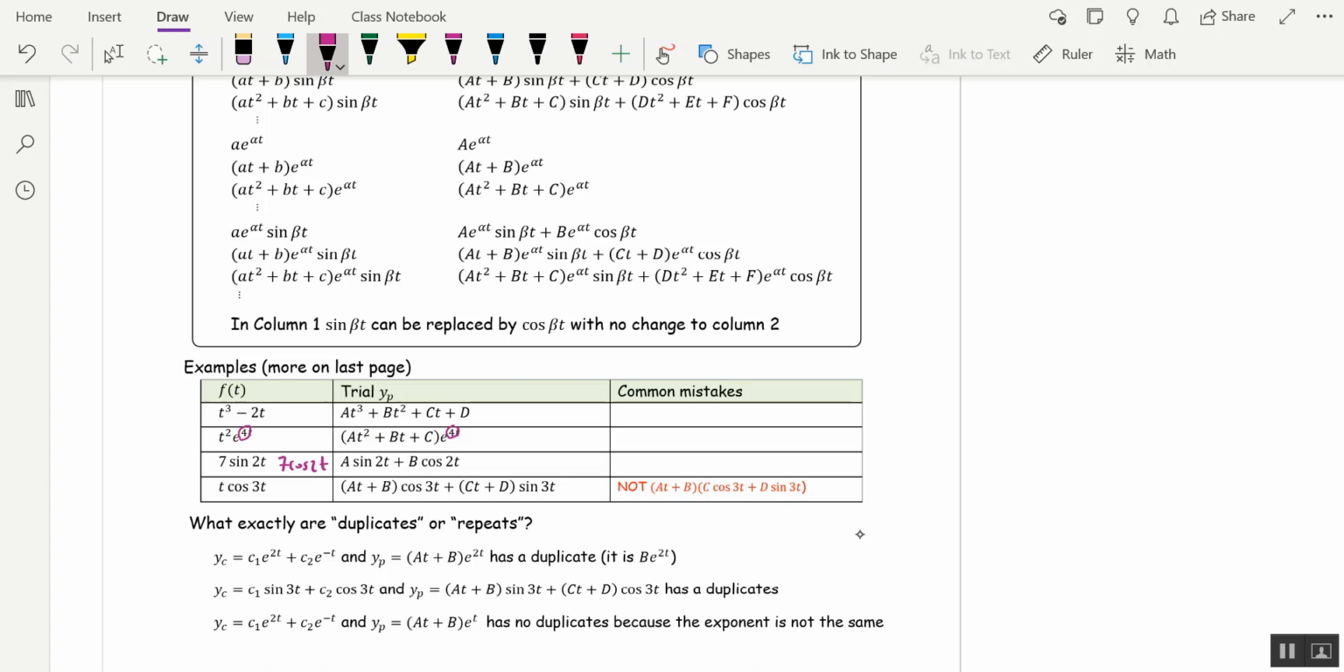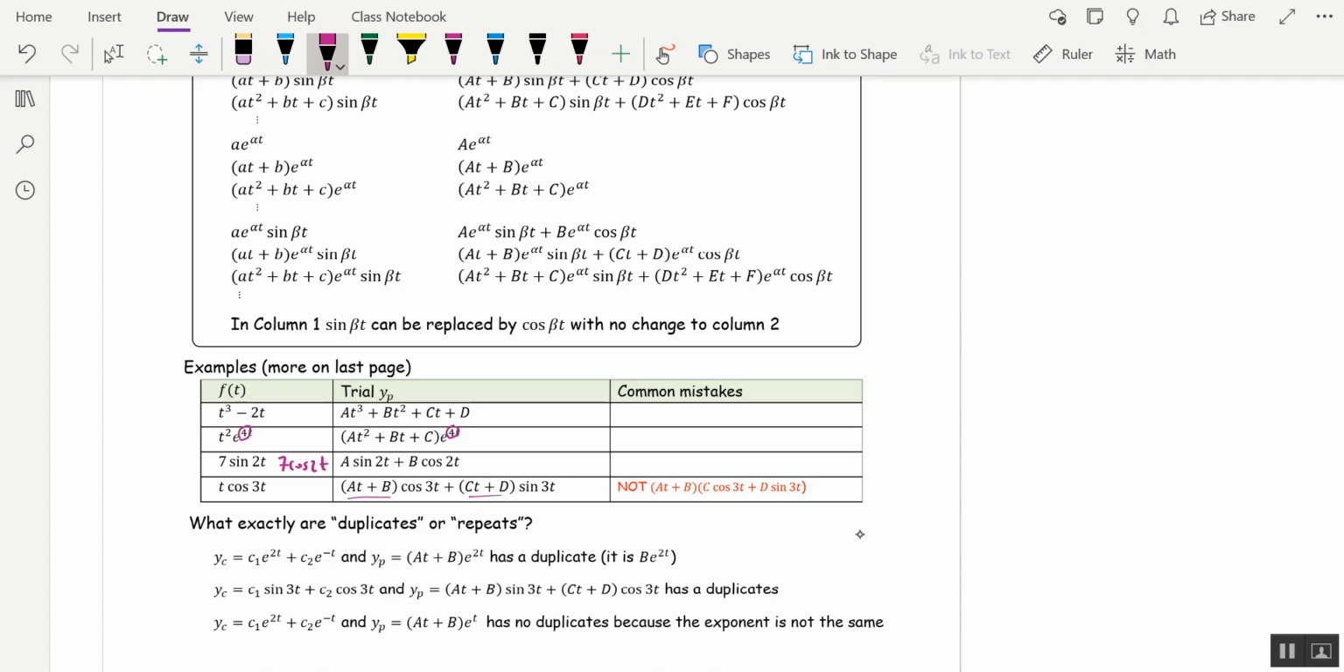If you have a polynomial times a cosine, you're going to need a generic linear polynomial, at plus b, times a cosine, and then a generic linear polynomial times sine. One common mistake is to try and write that like this, and you cannot. You have to write it in the way I've given it to you.